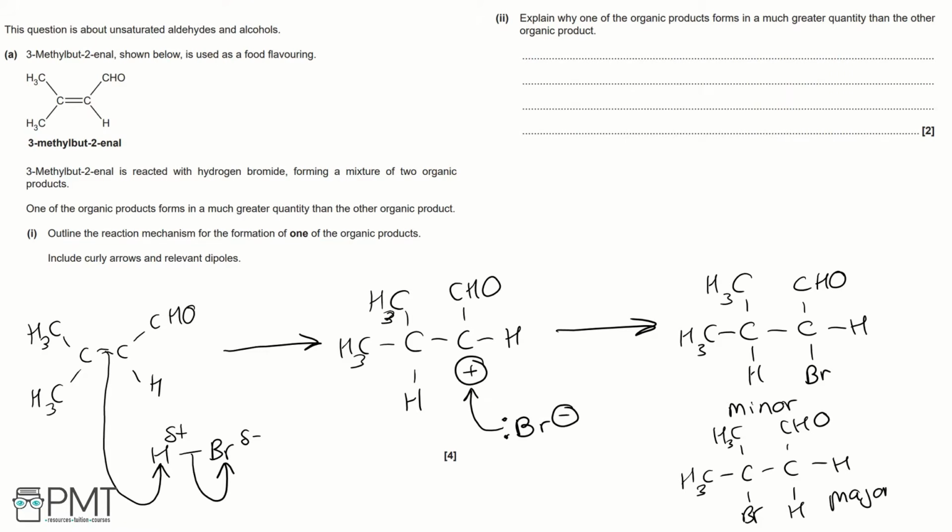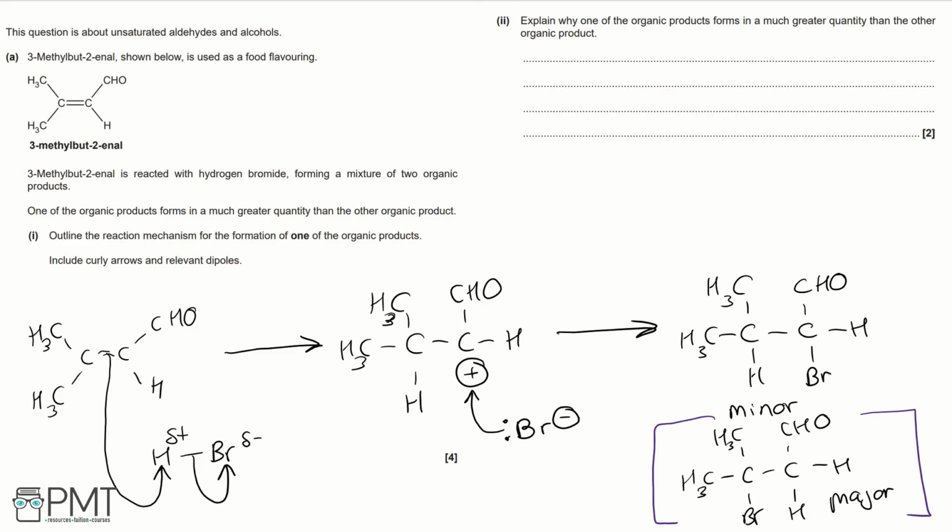So if we label this major, this is not essential in this question. However, if you do write it, you're showing the examiner you know exactly what the mechanism is, you know exactly why there's a major and a minor product, and it's just going to confirm that you know what you're talking about.